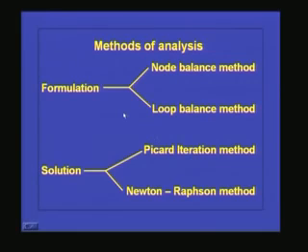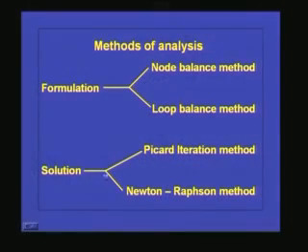Now, what are the methods of analysis in terms of the formulation? These three principles can be used to formulate the problem. So the formulation could be, as I mentioned, the node balance method, or it could be the loop balance method. Formulation means I will formulate a set of mathematical equations which describe the flow process in this network. Then once I get this set of mathematical equations, I should have a way to solve these mathematical equations.